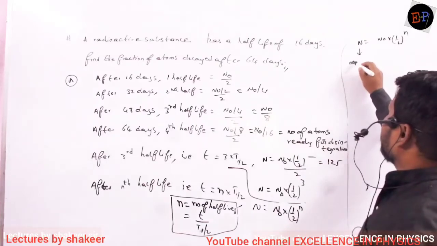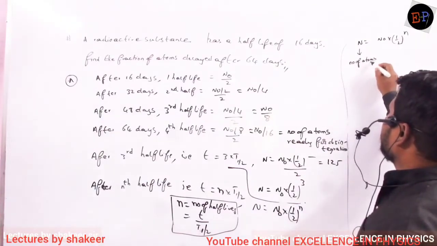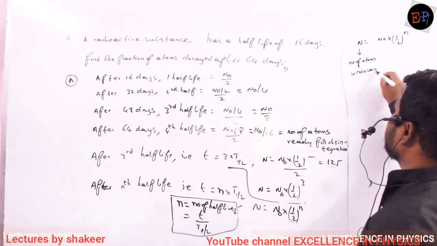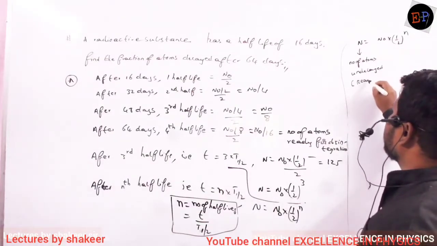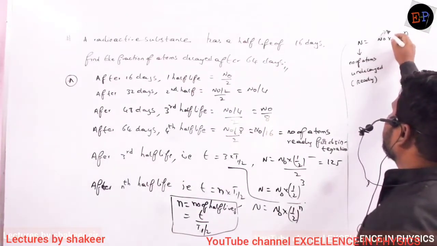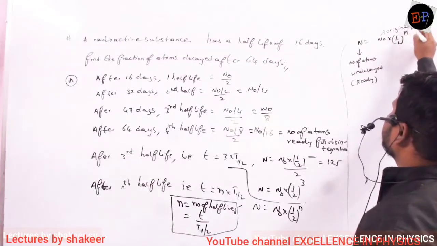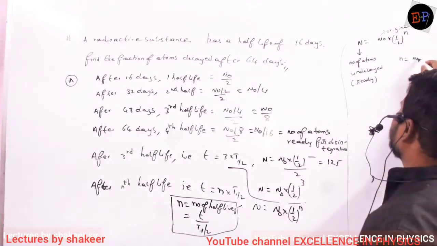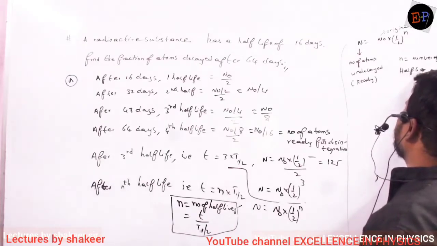What is N here? Number of atoms undecayed, which means which are ready for disintegration. n0 means what? Original number of atoms. n means what? Number of half-lives. That is called n, no?